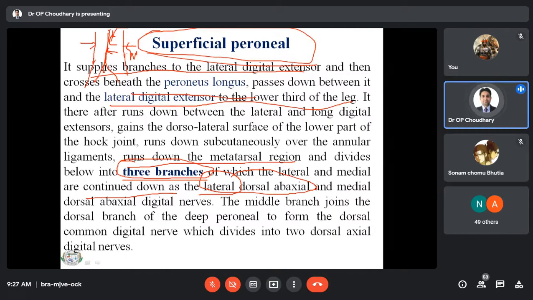I will explain. The superficial peroneal nerve will divide into three branches: the lateral dorsal abaxial distal nerve, the medial dorsal abaxial distal nerve, and the middle branch, which continues and divides into the dorsal common distal nerve, and then forms the two dorsal axial distal nerves. And a very important thing is that this middle branch joins the dorsal branch of the deep peroneal nerve.